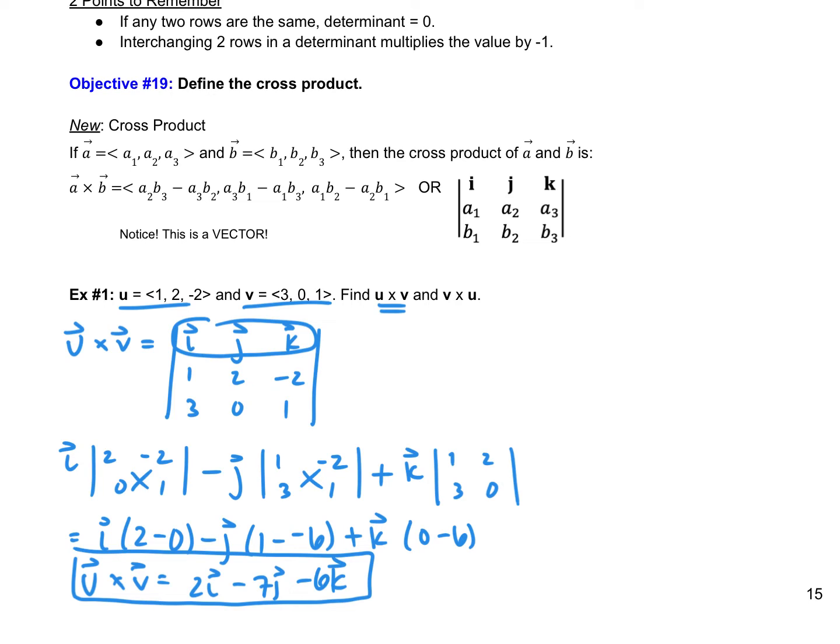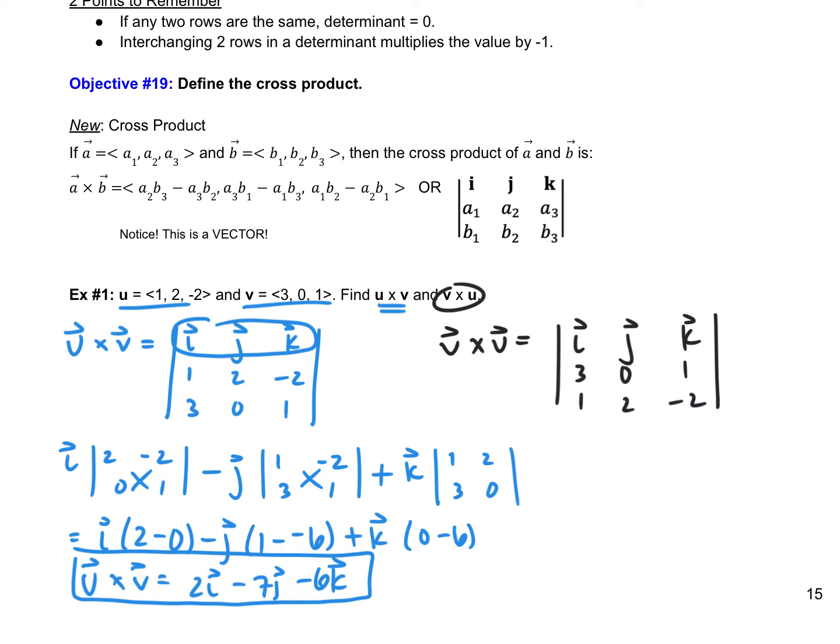So then what we want to know is what happens if we calculate instead v cross u? Are we going to get the same answer? Well, let's start by setting it up. We have our i, j, k. This time v is going to come first, and then u.